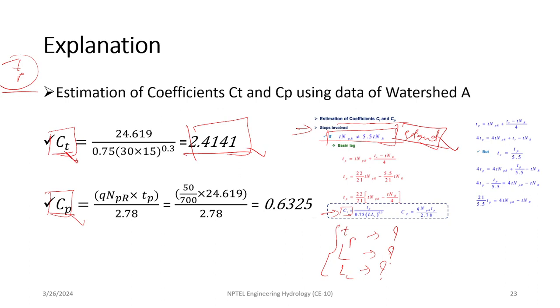Have you got the TP value? TP is 24.619. Yes, I am just checking your presence of mind also. Okay, so that's good. TP is 24.619. Now tell me the value of L. L is 30 kilometers. Okay, good. Then what about LC? LC is 15 kilometers. Good. Now put these values in this formula and tell me the value of CT.